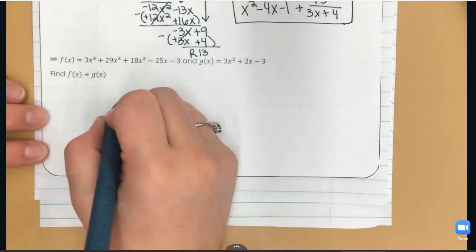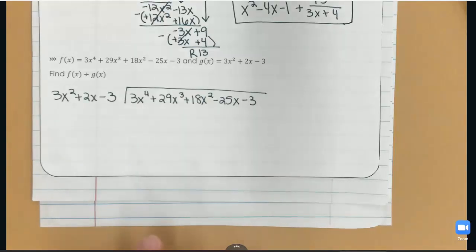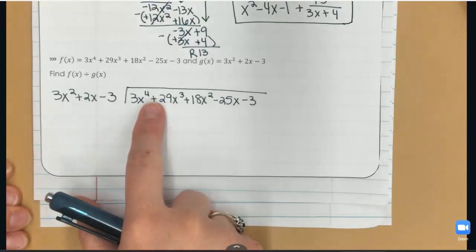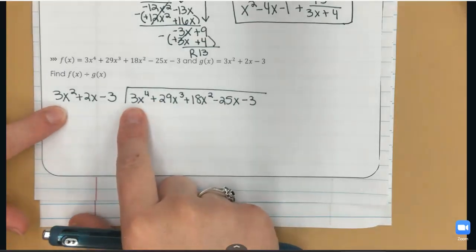Okay, one more to go. Again, I'm going to set up my box, my house. All right, there it is. And this one looks a little more difficult. I've got an x to the 4th here and x squared here, but I promise all you still need to focus on is the first terms.